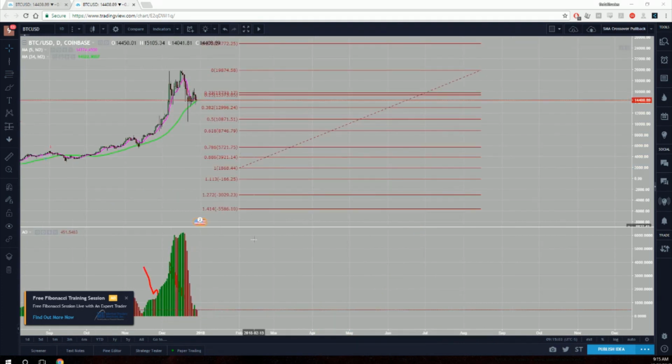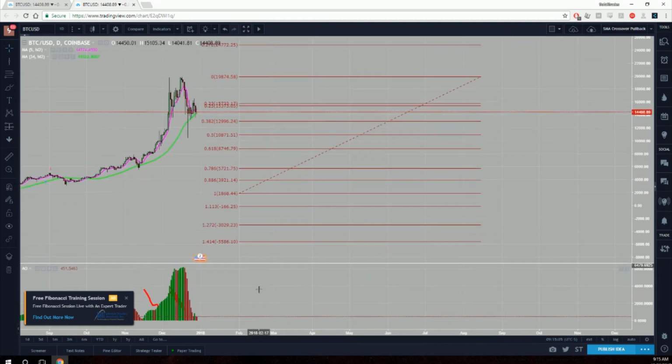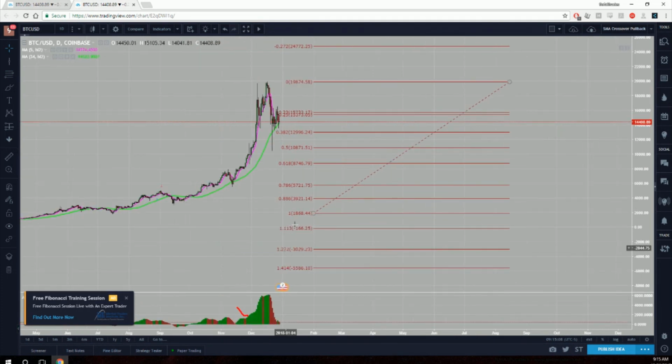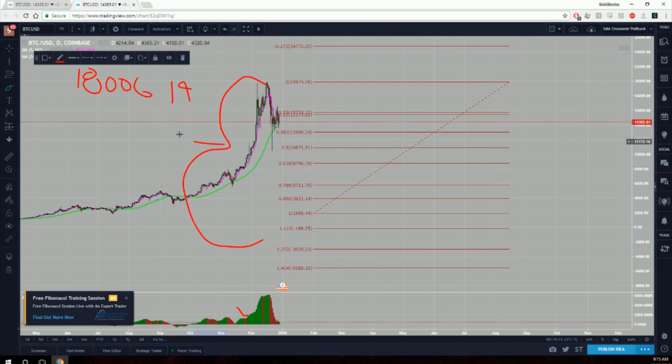All right, I just wanted to change the color and make this a little better illustrated. So what I did is I took the low point of 1868.44, and then I went to the high of 19,874. What the fib level tells us between this period is, if we take the difference of that, which I already did the math here, it's 18,006. That's probably an easier way to do it, but whatever. It's this whole thing right here.